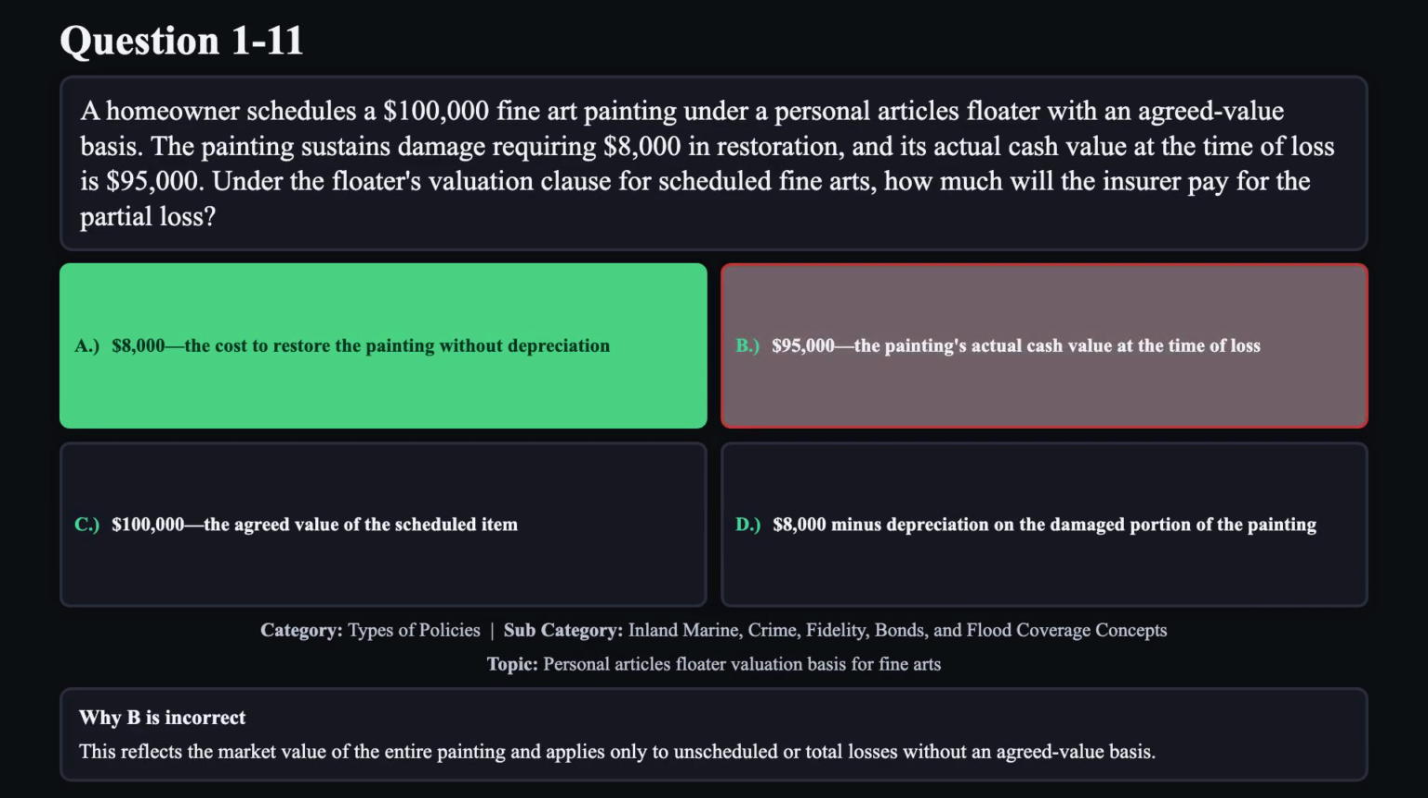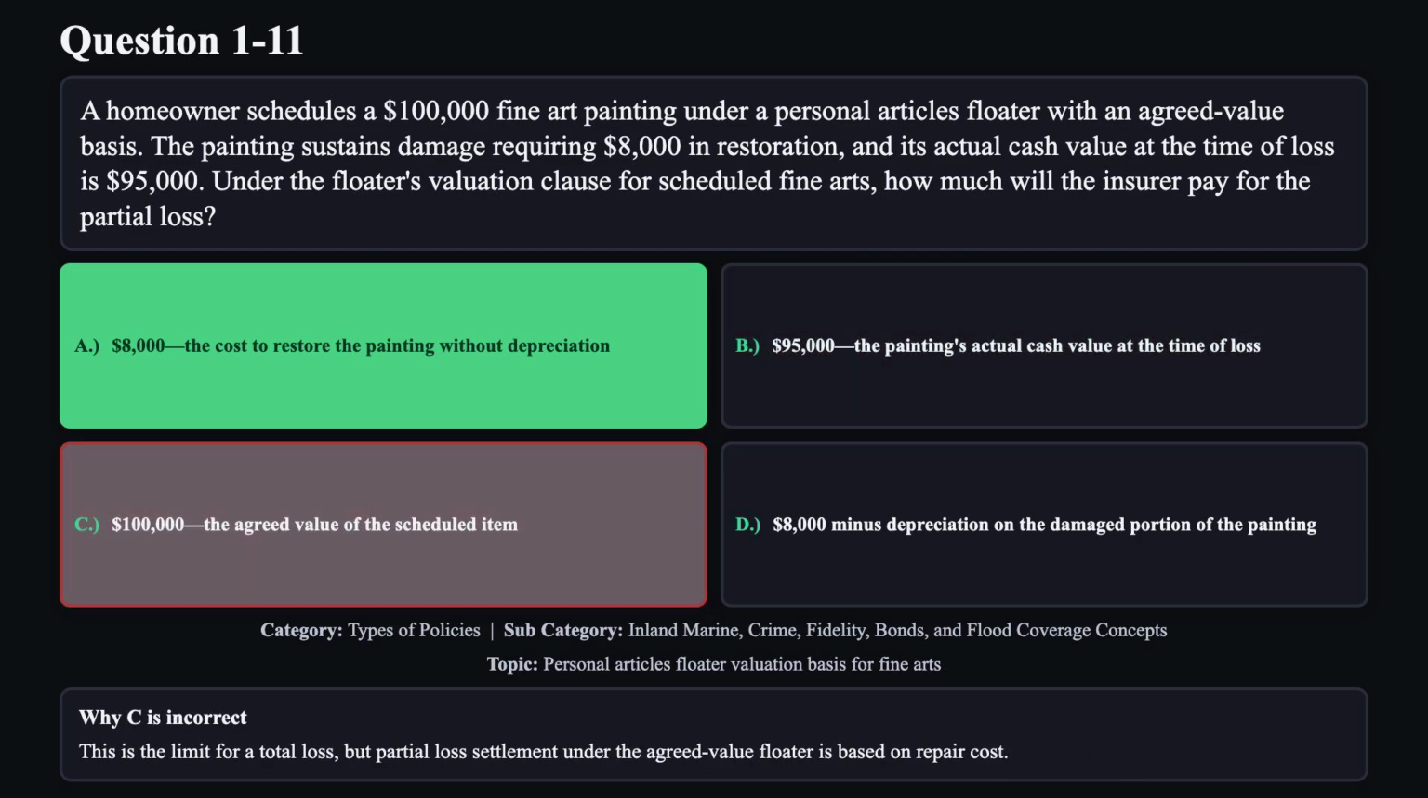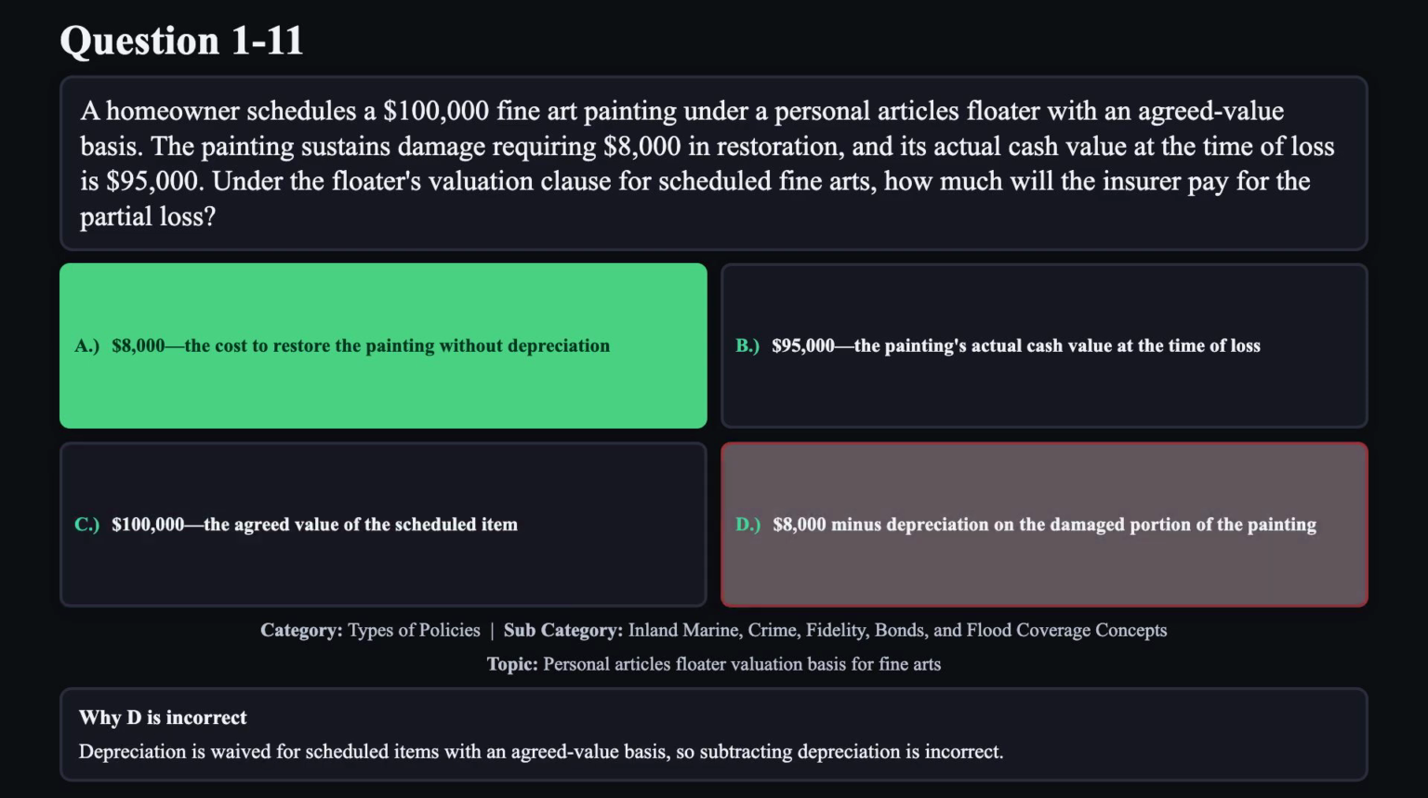Reason B is not correct. This reflects the market value of the entire painting and applies only to unscheduled or total losses without an agreed value basis. Reason C is not correct. This is the limit for a total loss, but partial loss settlement under the agreed value floater is based on repair cost. Reason D is not correct. Depreciation is waived for scheduled items with an agreed value basis, so subtracting depreciation is incorrect.